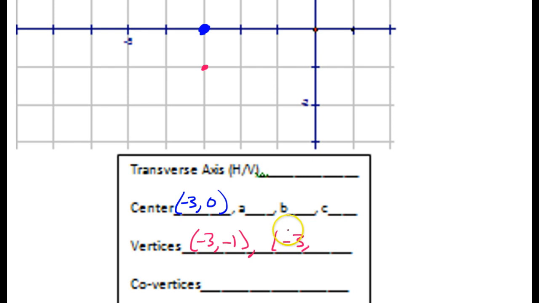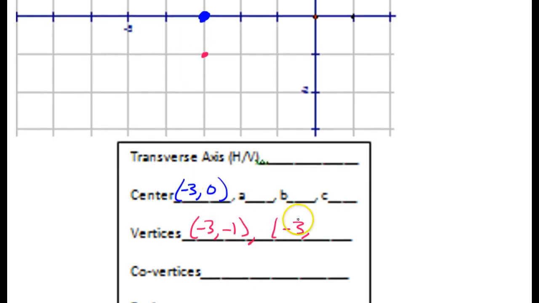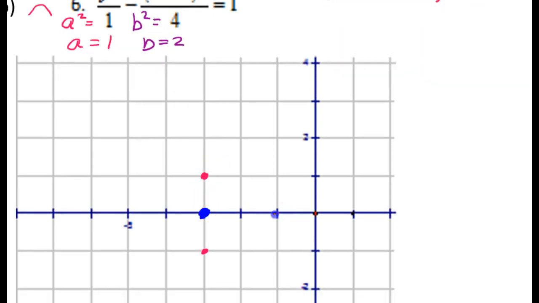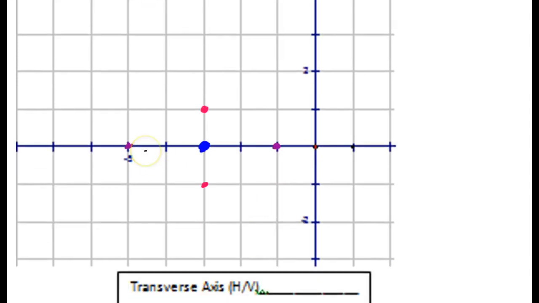And -3, +1. Okay, and the a value was 1. Let's go on and find the b value so we can get the covertices. B squared will always equal the second denominator, the denominator of the negative term for a hyperbola. So that means b is equal to 2. Notice the 4 is the denominator of the x term. So I will do plus or minus 2 in the x direction. So I will do right 2 and left 2, and these will be my covertices. So that's -5, 0 and -1, 0.